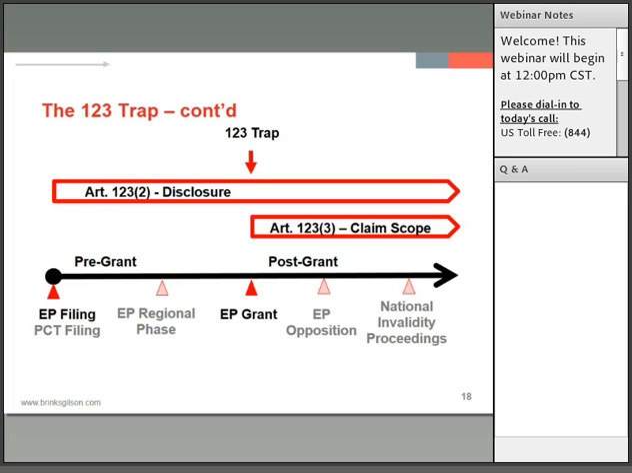And then when you get your claims granted in Europe, that's when Article 123.3 comes in, while Article 123.2 continues to be effective. And that's where the 123 trap kicks in, where if you have an inadmissible limitation feature in your claim, then you are not able to take it out.